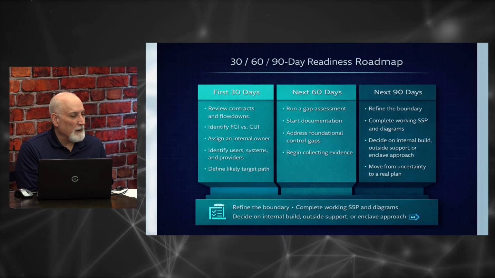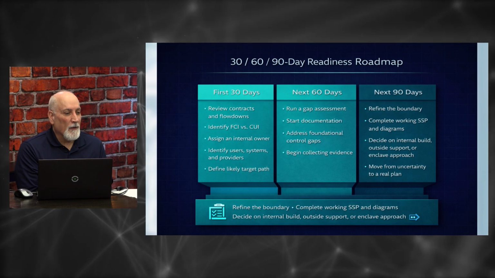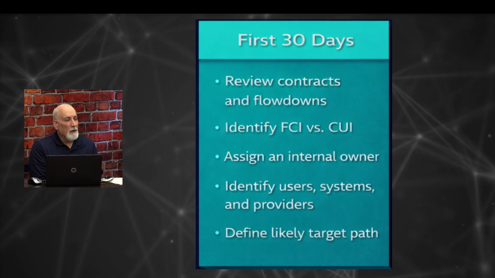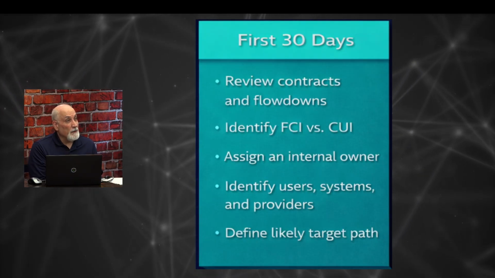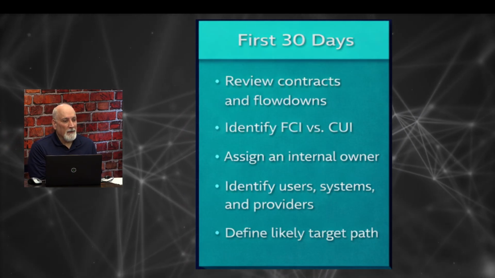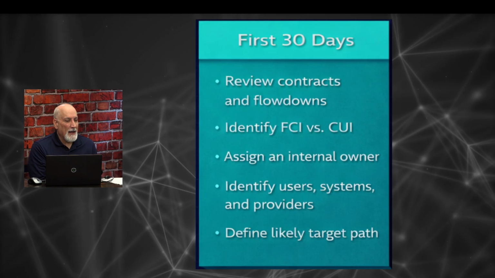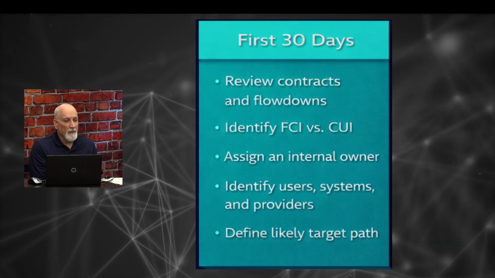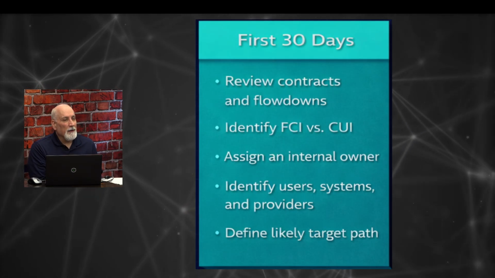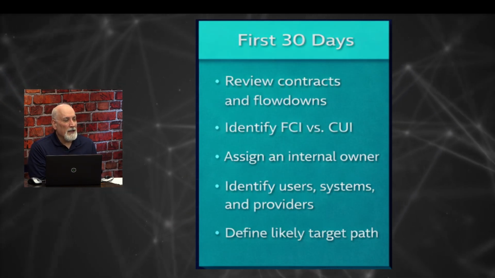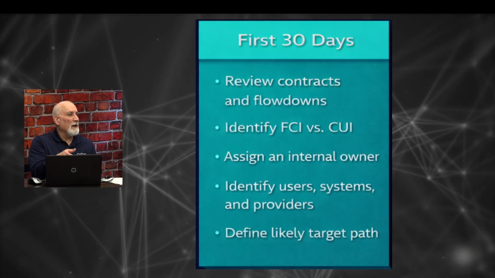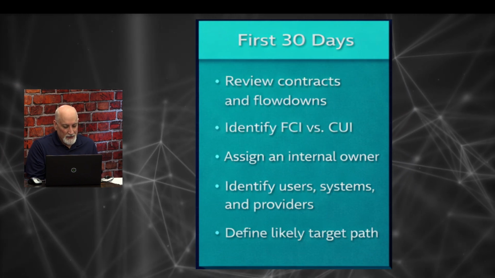Look for the flow down language in your contract. Look for references to FCI and CUI, or NIST 800-171, or DFARS 252.204-7012, and other requirements. If you want details on that, just send us an email and we'll get you some more information. But check your contract. Determine what information is being received or handled to execute that contract, and whether it's FCI or CUI.